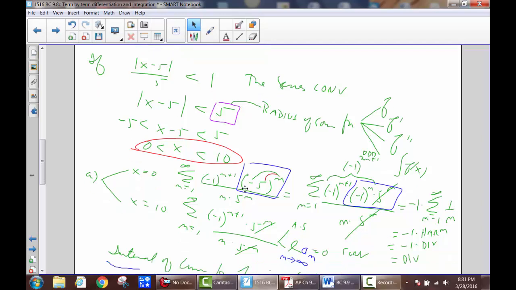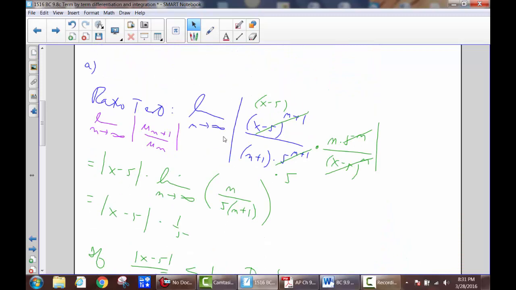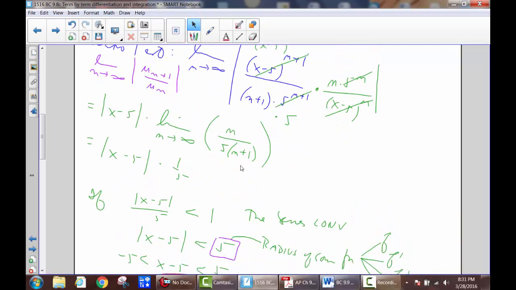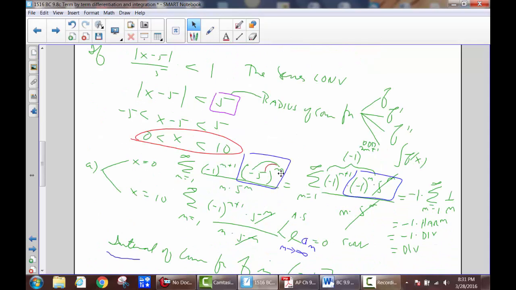Okay? Turns out if you replace the x by 0 in the original series, this will be 0 minus 5, which is negative 5 to the n. So what you do is rewrite that as negative 1 to the n times 5 to the n. This becomes negative 1 to the 2n plus 1, which is always odd, so that's just going to be negative 1. The 5 to the n's cancel, and you're left with negative 1 times the harmonic series, which is divergent.